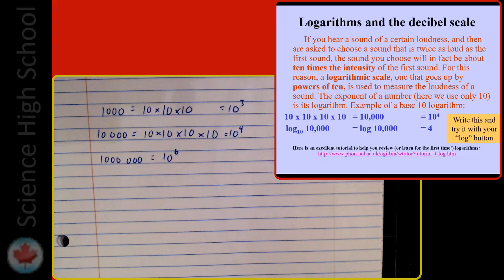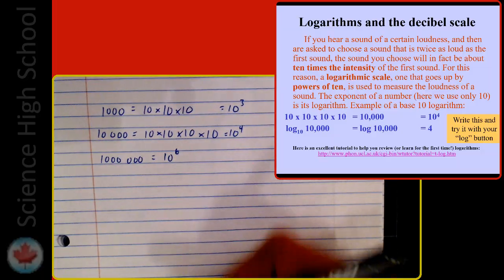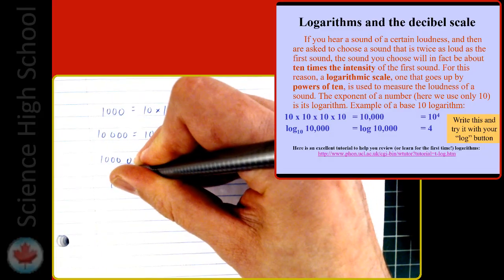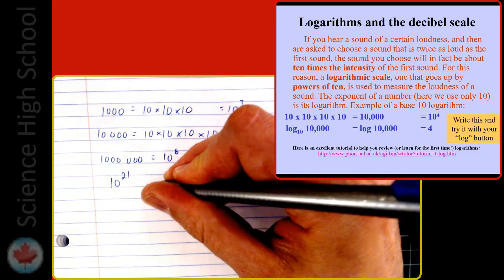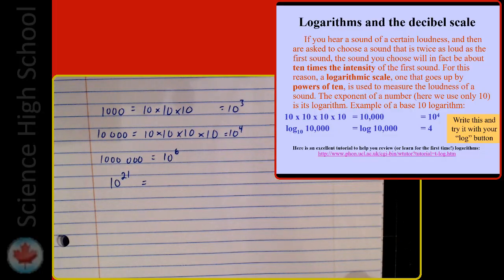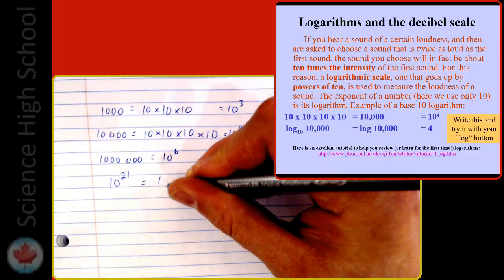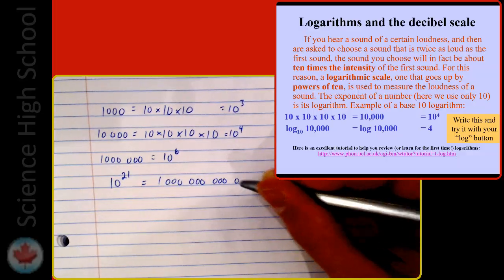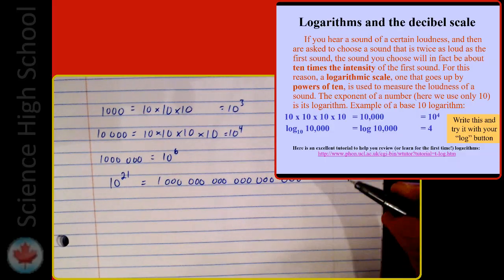What about this? What if I want to undo it? What if I have 10 to the power of 21, and I'd like to figure out what number that's going to represent? You know how many zeros it's going to be, right? Can you see it? It's going to be 21 zeros, isn't it? 1, 2, 3. 1, 2, 3. Oh my gosh, why did I do this to myself? I'm going to run out of space.